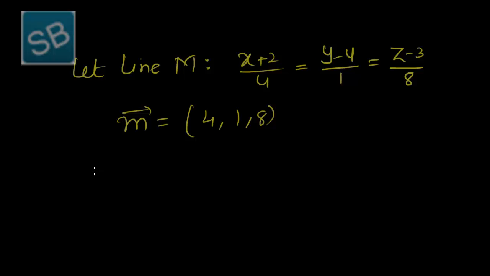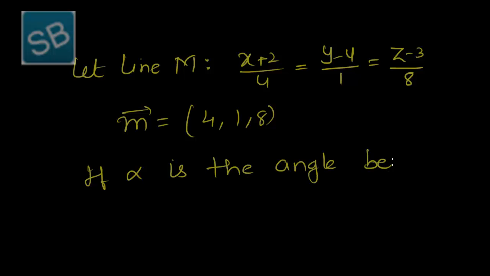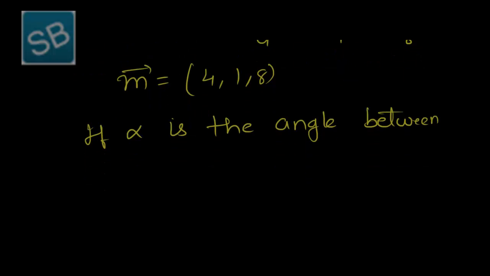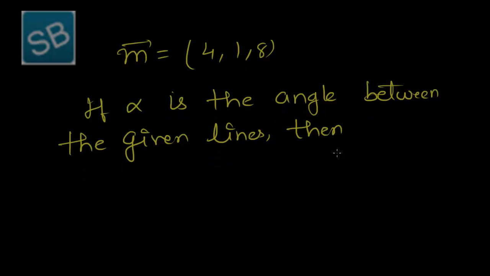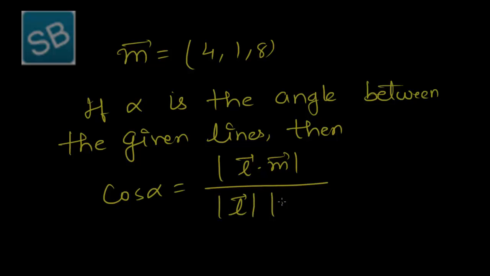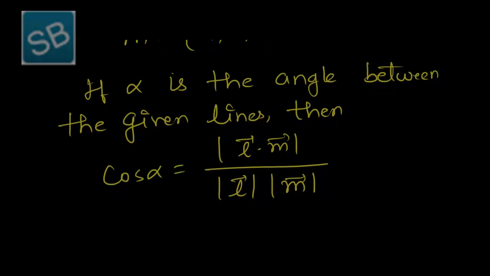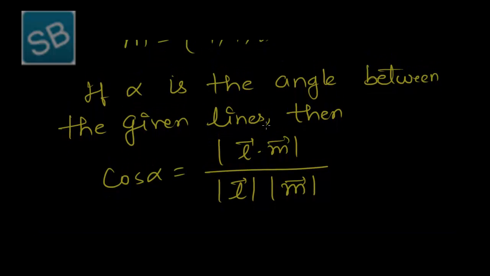Then by the definition of the measure of angle between two lines, if alpha is the angle between the given lines, then cos alpha is equal to the modulus of L dot M, that is the dot product, over the magnitude of vector L times the magnitude of vector M. That is, if we take the dot product of L and M and their magnitudes, we will get the value of cos alpha by substituting in number 1.